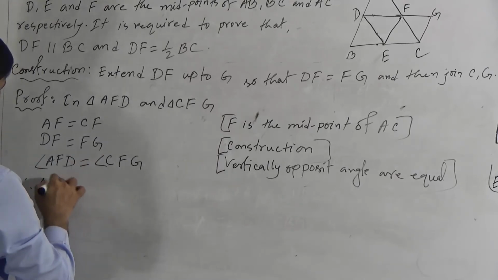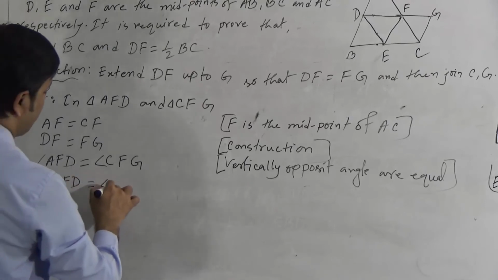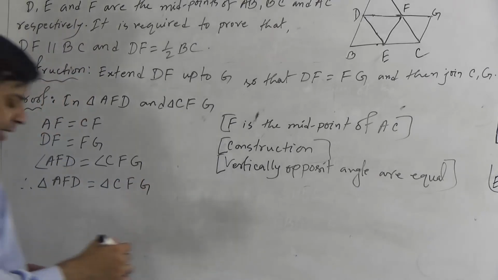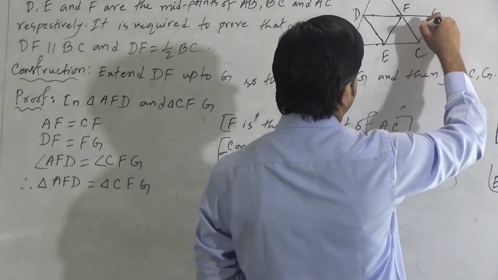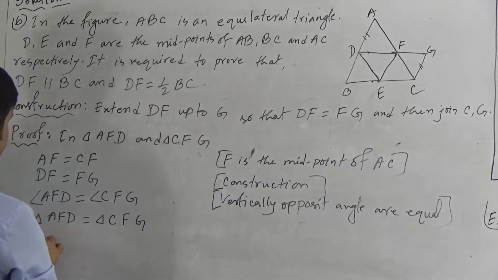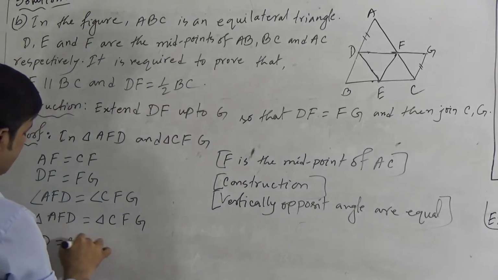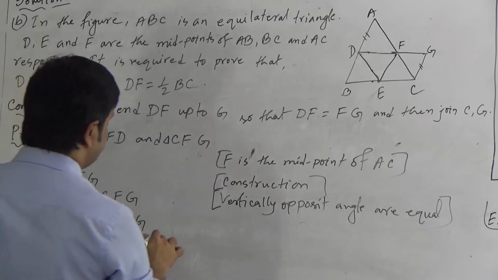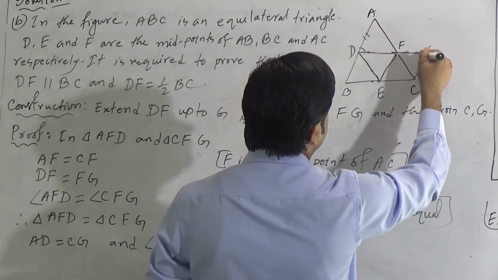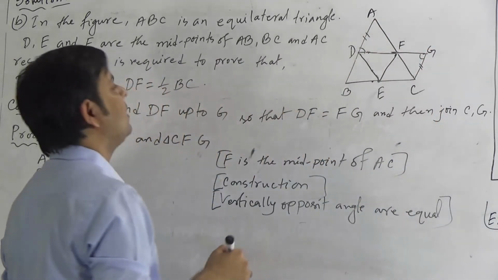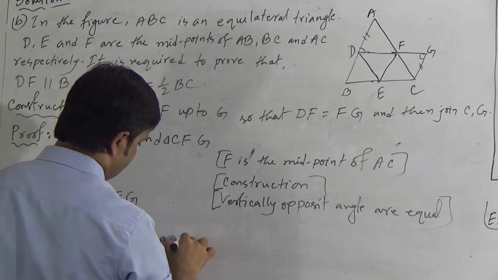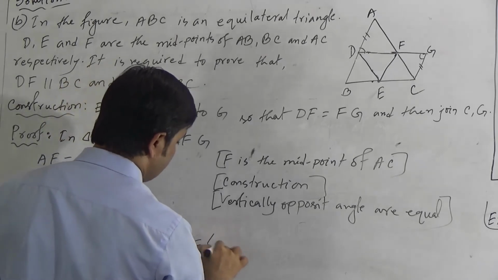Therefore, triangle AFD is congruent to triangle CFG. As these two triangles are congruent, we can say CG is equal to AD. It means AD is equal to CG, and we can take two angles here. Angle ADF is equal to angle CGF.